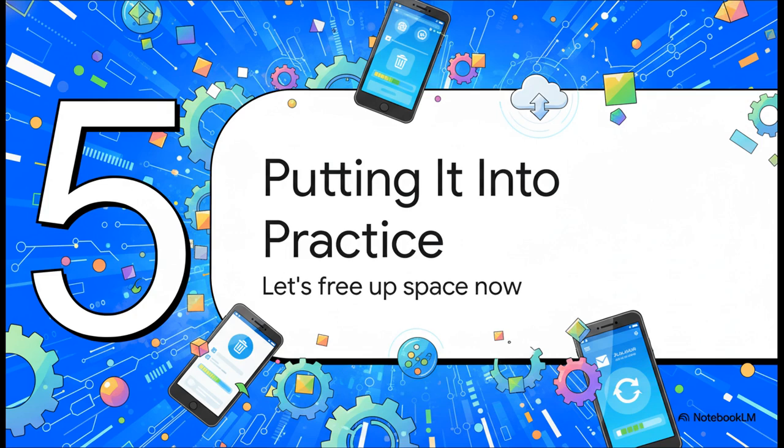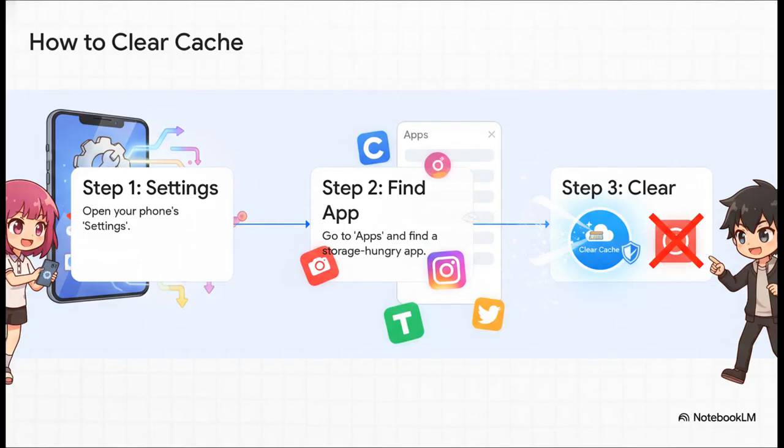Okay, that's enough theory. How about we actually do this? Let's walk through how to safely free up some space on your phone right now. It's honestly so simple. Just pop open your phone settings, then find this section for apps. Scroll down and find one of the usual suspects. A social media app or your web browser. Tap on it, then tap on storage. You'll see the two buttons waiting for you. Go ahead and with total confidence, tap the safe one, Clear Cache. And just like that, you've reclaimed space without risking a single important thing.